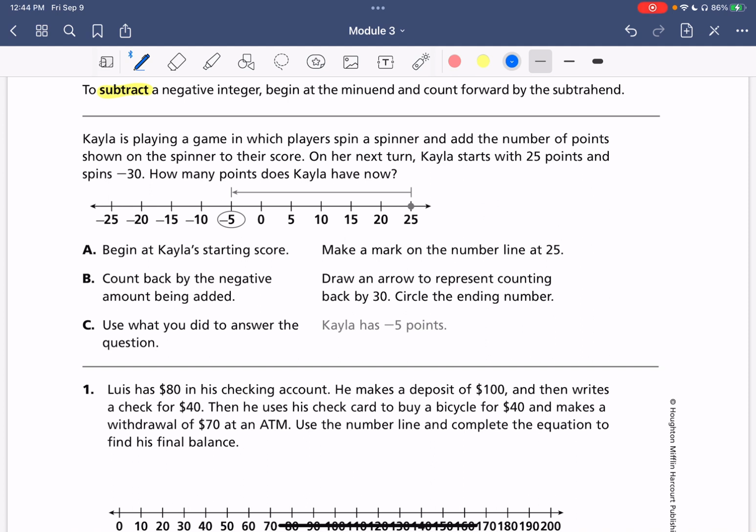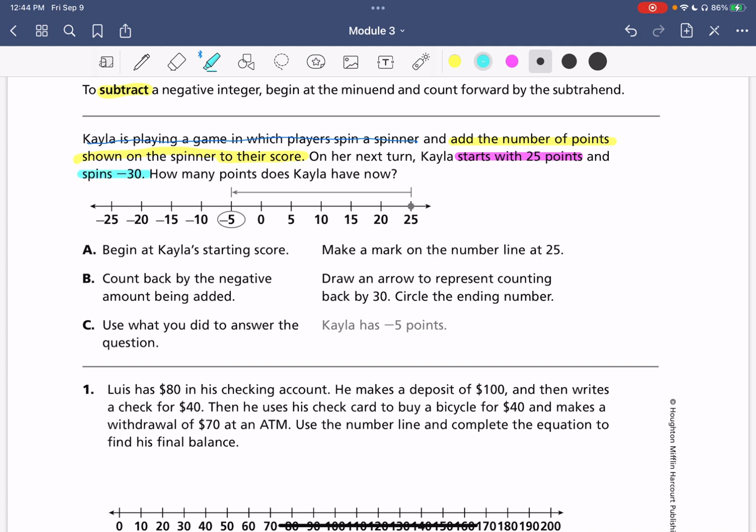So Kayla is playing a game in which players spin a spinner, which is great, but not super helpful right now. You can cross that out. We've got to add the number of points to their score. Okay, so that's important. Add the number of points shown on the spinner to their score. Okay, and then this is where she's starting with 25 points. And then we're spinning a negative 30.